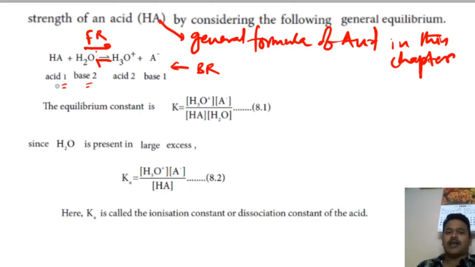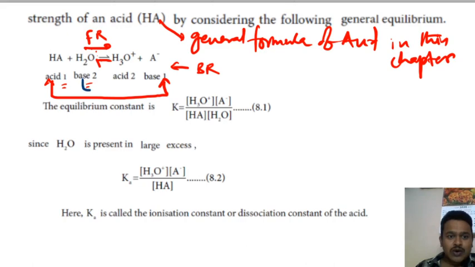Here, HA and A minus are called a conjugate acid base pair, and these two are also called conjugate acid base pairs. Anyway, that's not our concept now. HA is an acid in water, giving H plus ions to the water, and A minus is formed.